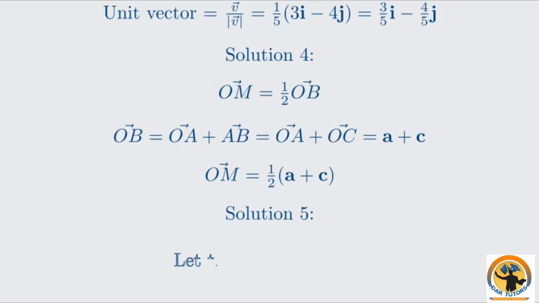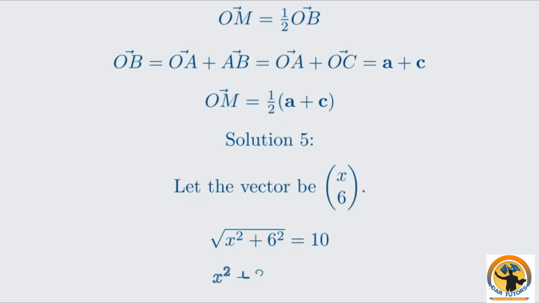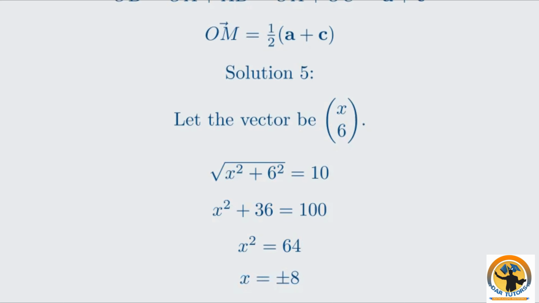For question 5, let the vector be (x, 6). Its magnitude is the square root of x squared plus 6 squared, which is 10. Squaring both sides gives x squared plus 36 equals 100. So, x squared equals 64, and x equals plus or minus 8.